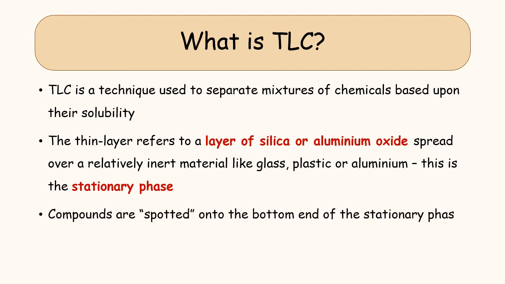So the compounds are spotted onto the bottom end of the stationary phase, and then a solvent is placed underneath the spots, and it moves upwards through your silica or aluminium oxide, and depending on whether or not compounds are dissolved in or will dissolve in your mobile phase, the spots will either stay still at the bottom of the plate or will be moved upwards by the solvent.